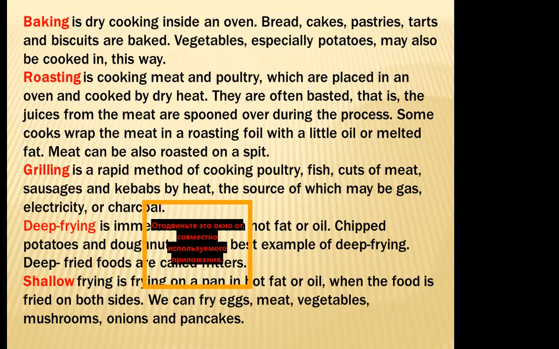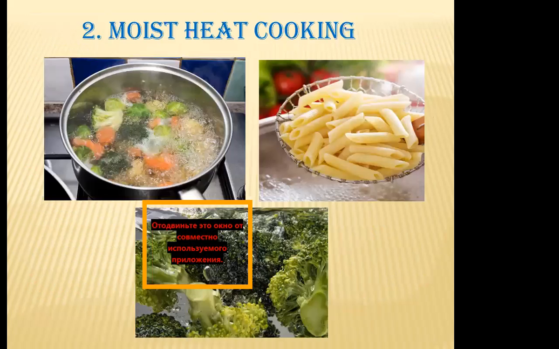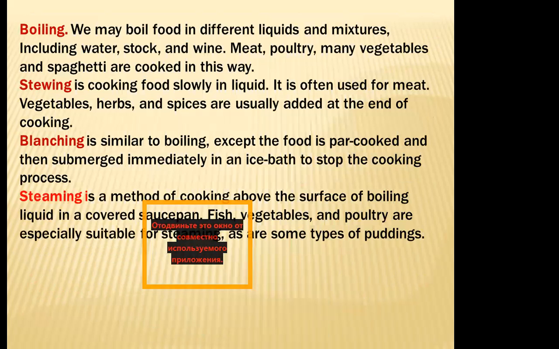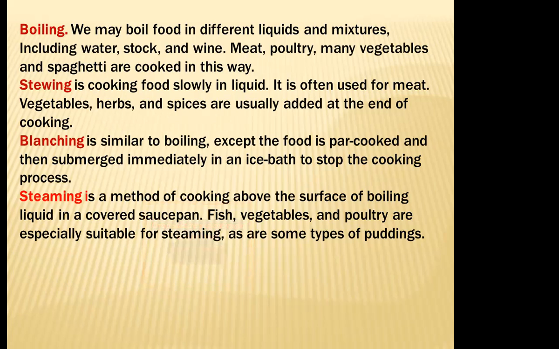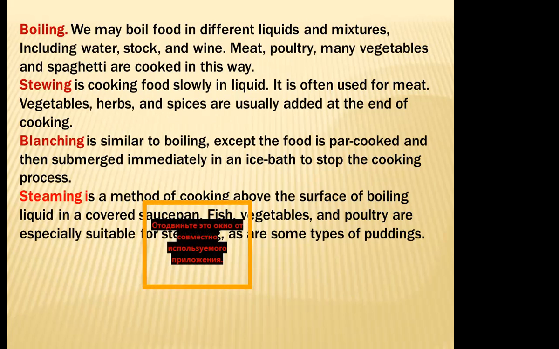The next, moist heat cooking. What is moist heat cooking? Boiling. We may boil food in different liquids and mixtures, including water, stock, and wine. Meat, poultry, many vegetables, and spaghetti are cooked in this way. Stewing is cooking food slowly in liquid. It is often used for meat, vegetables, herbs, and spices are usually added at the end of cooking.